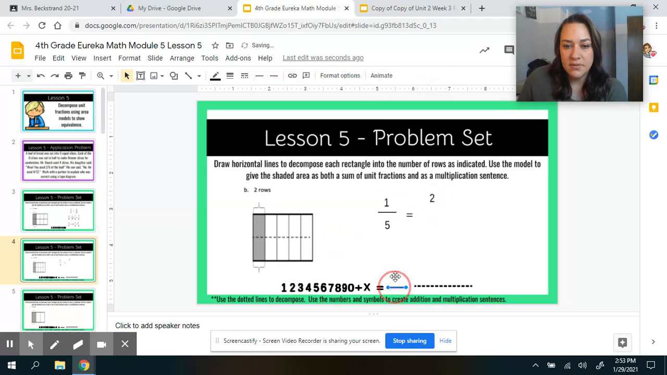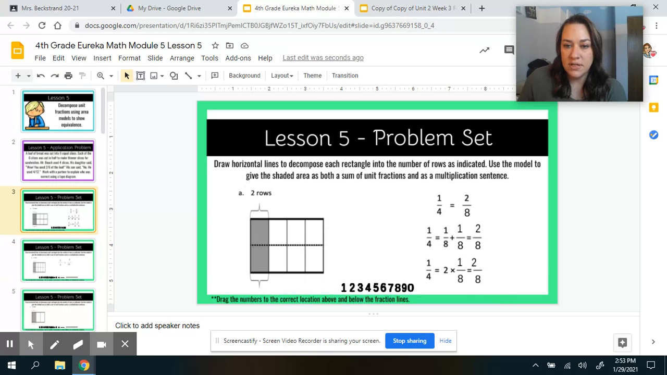2 tenths. So 1/5 is equal to 2 tenths. Okay, and we can show that just like we did on the last one here. First they wanted us to show that 1/4 is equal to 2/8 in an addition sentence, and then rewrite that as a multiplication sentence, okay?